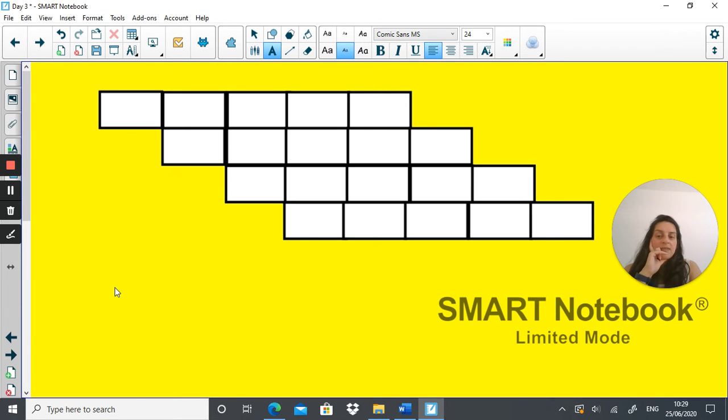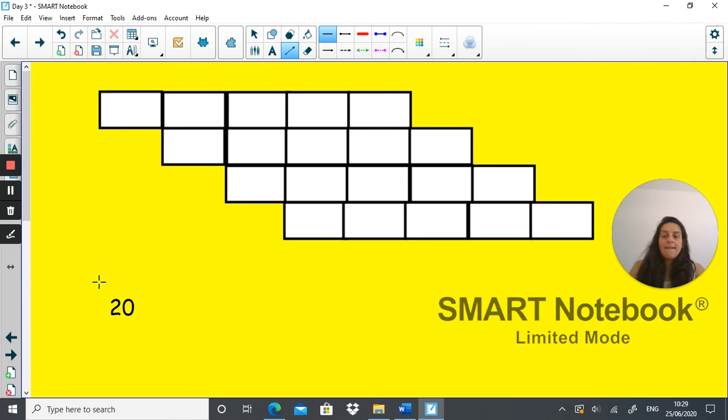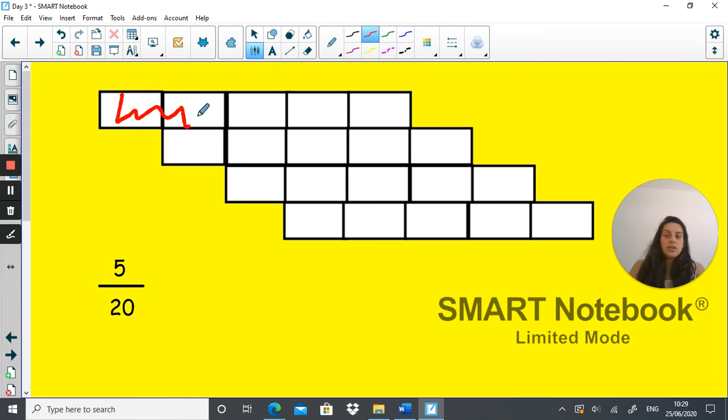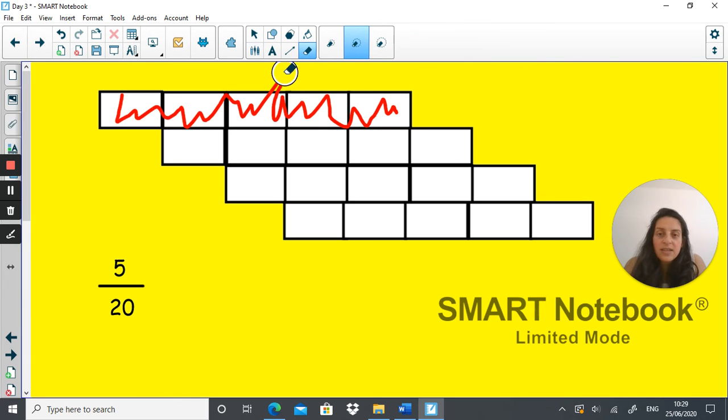So there are, if you would have counted, 20 little boxes in total. That's our denominator. To work out what a quarter of 20 would be, you need to divide 20 by 4, which is 5. So the numerator is 5, and then you colour it in. 5 boxes. 1, 2, 3, 4, 5. Let me see if I can work out this. Yeah, that's better. So 5 over 20, which this shade represents, is equivalent to 1 quarter. Good job if you're getting these right.